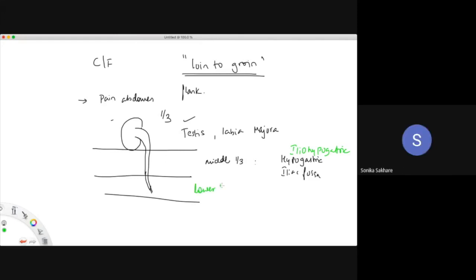Now, if you're talking about the lower one-third, the pain will radiate to your inguinal region and the inner aspect of the thigh. So the nerve involved here will be the ilioinguinal. So next time the patient comes to the emergency, you will approximately get to know the location of the calculi depending upon the radiation of the pain.